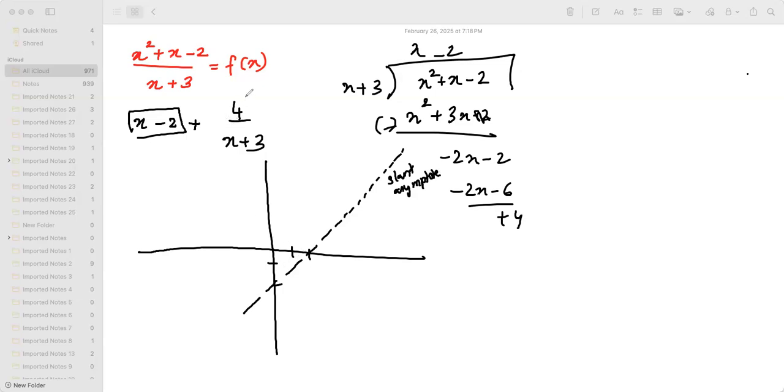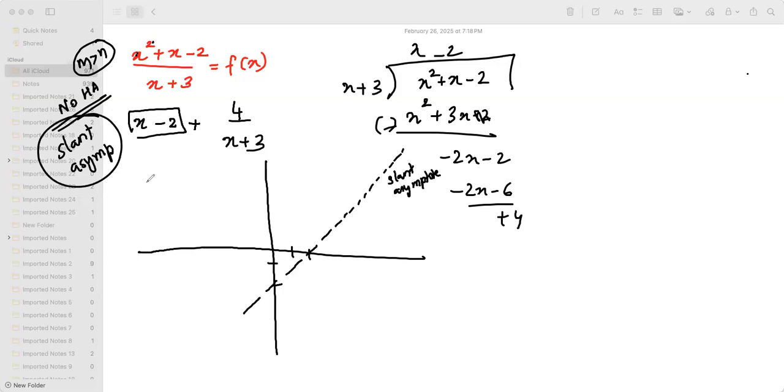Now, I'm confused because does that mean it's not a translation? x minus 2 is not a translation, right? x minus 2 is the equation of a line. Just because your numerator degree was greater than the denominator degree, here there are no horizontal asymptotes. You have only slant asymptotes. You got it? Yeah.